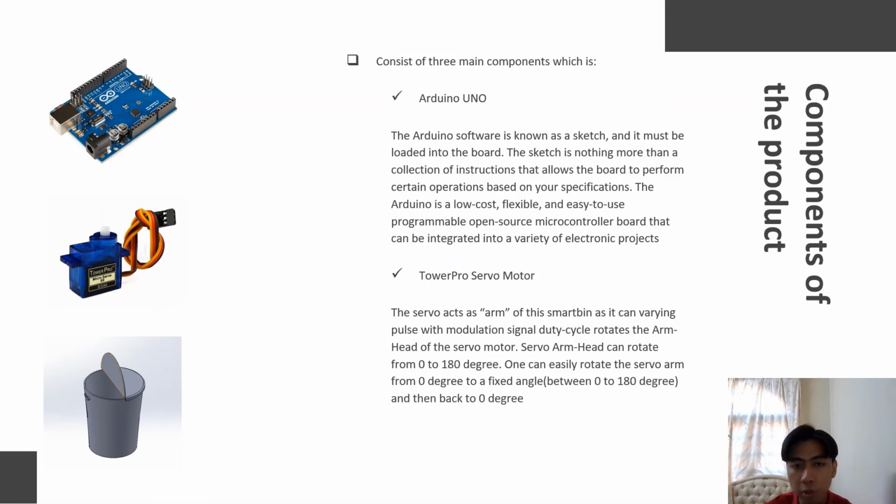For the servo motor, the servo acts as an arm of this smart bin, as it can vary the pulse width modulation signal duty cycle and rotate the arm head of the servo motor. The servo arm head can rotate from 0 to 180 degrees. This motor can easily rotate the servo arm from 0 degrees to a fixed angle between 0 and 180 degrees and then back to 0 degrees.